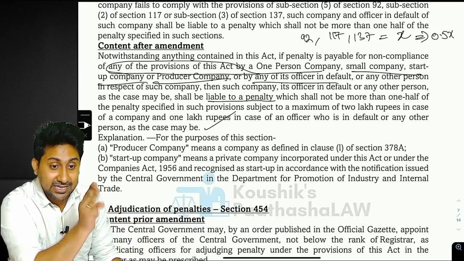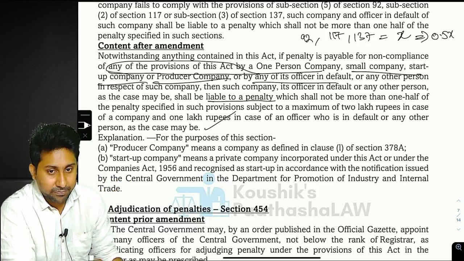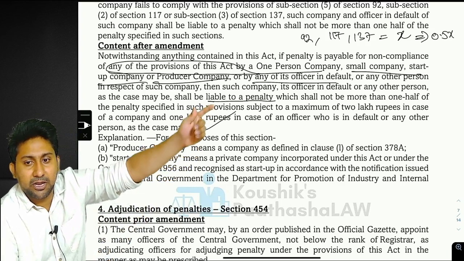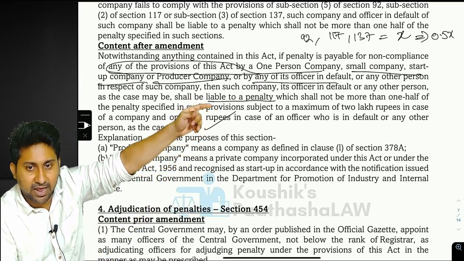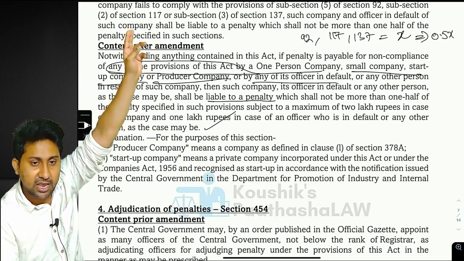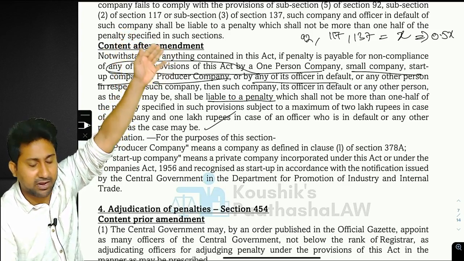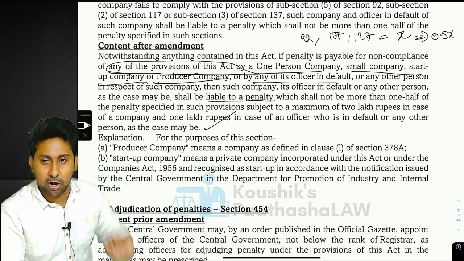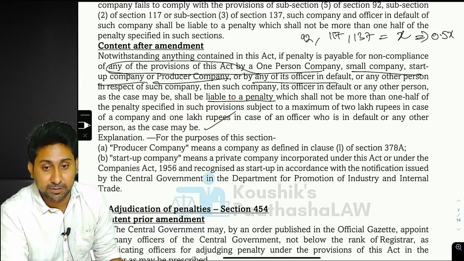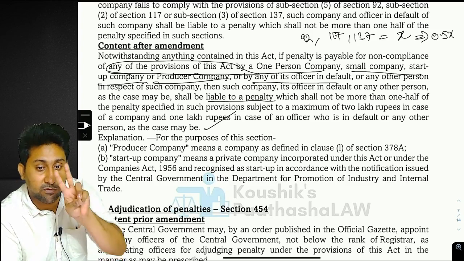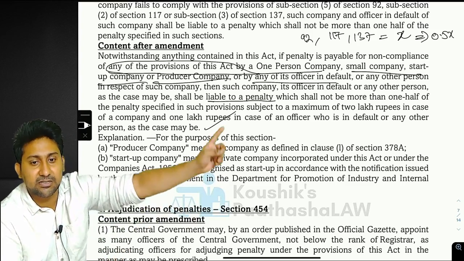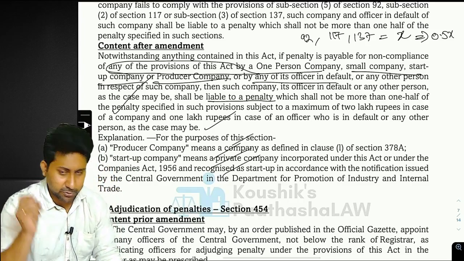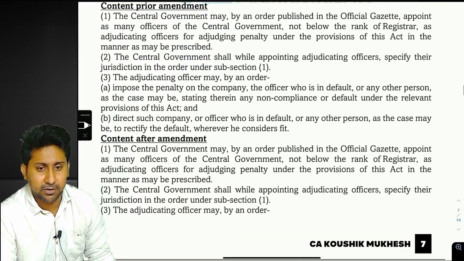Previously only 3 sections had the half penalty apply. But now the half concept was taken out. There is no concept of half for those sections, 92, 117 and 137. Anyway, it is half for all the provisions, which shall not be more than one half of the penalty specified in such provision, subject to a maximum of rupees 2 lakhs, and for officers 1 lakh. That's all. Just definitions were given for what is a producer company and what is a startup company.